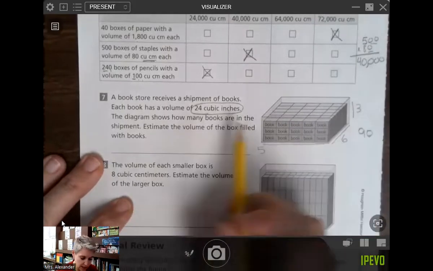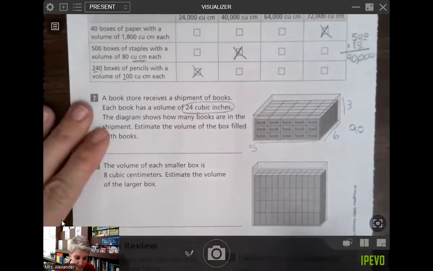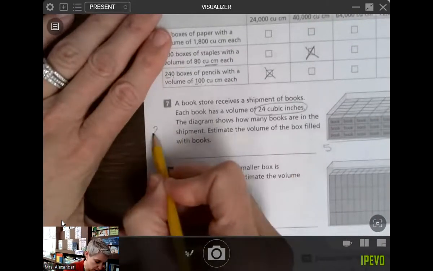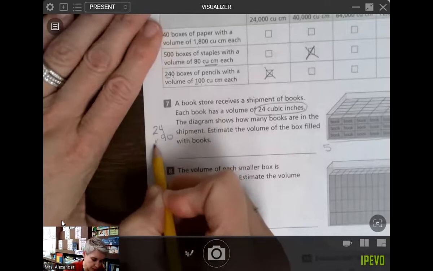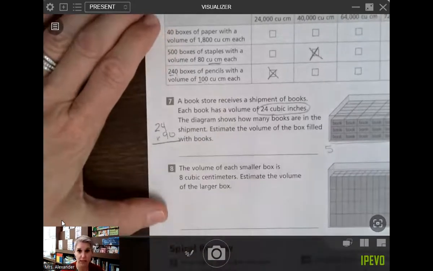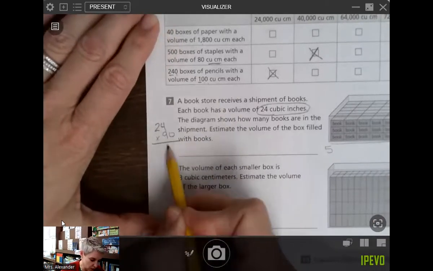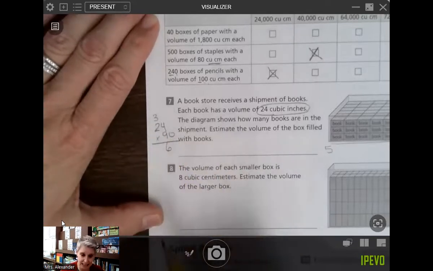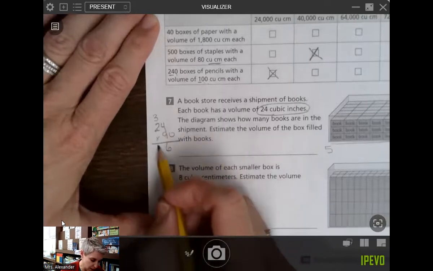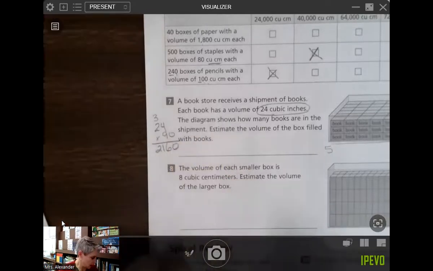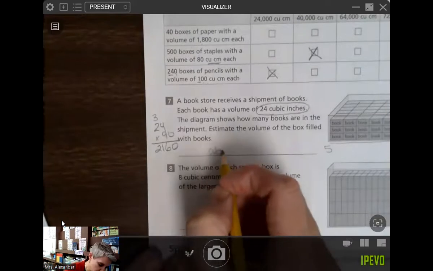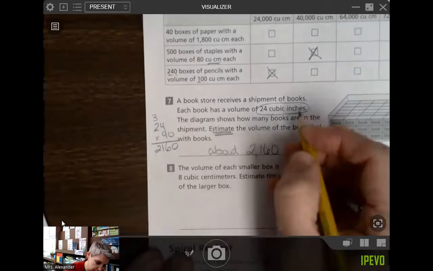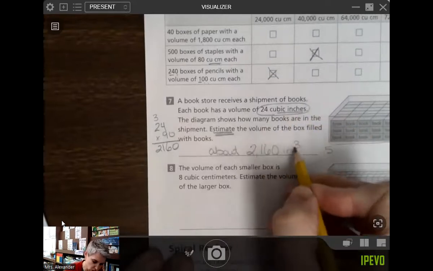Now, because I have 24 cubic inches each, I'm going to go on this side. Because I want to do 24 times 90, I'm going to hang my zero, do 24 times 9. 9 times 4 is 36. Regroup. 9 times 2 is 18. Plus 3 would be 21. Drop my 0. And we should have that it's about, since we're estimating, about 2,160 cubic inches.